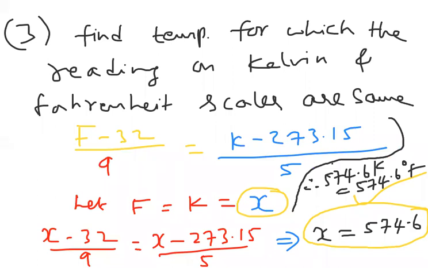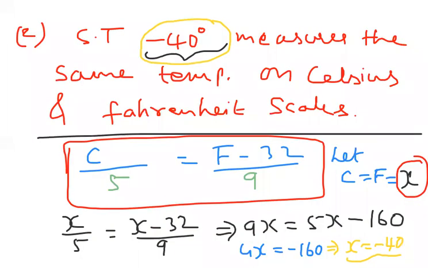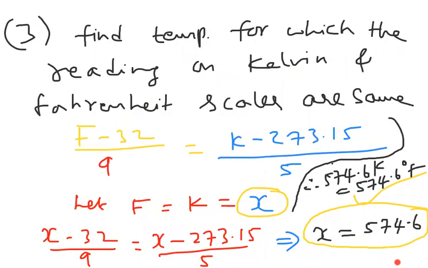So when we noticed Celsius and Fahrenheit, the temperature at which both measure the same is minus 40. Now what we notice here is, sorry, not Celsius, it is Kelvin and Fahrenheit, which is 574.6. I hope you are clear with this problem now.